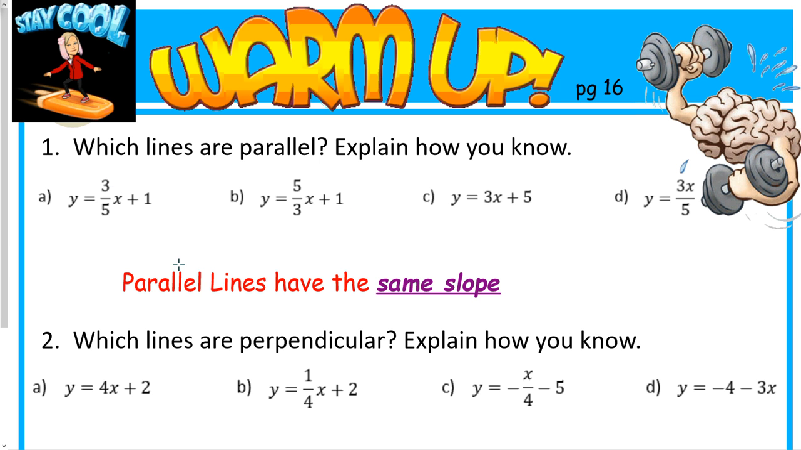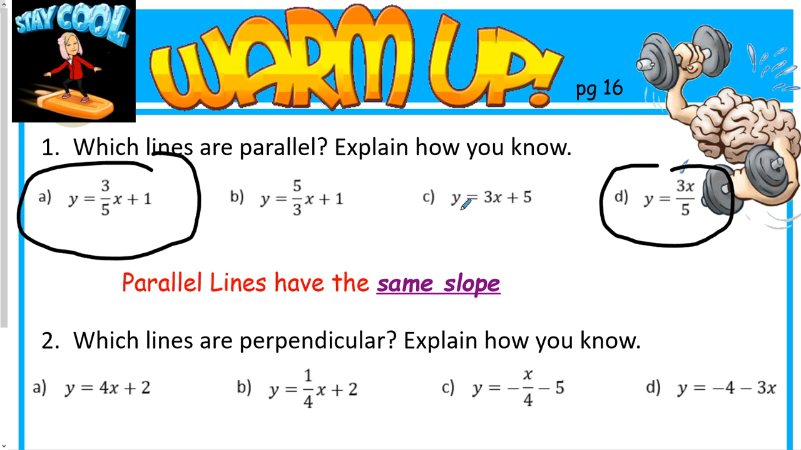All right, so we're looking for lines that have the same slope, and slope is the m in the equation y equals mx plus b. So we're looking for the value that is in front of the x. So we've got 3 over 5, 5 over 3, 3, and then back here we've got 3 over 5 again. So we're looking for ones that are the same, and that would be this line and this line. All right, they would be parallel.